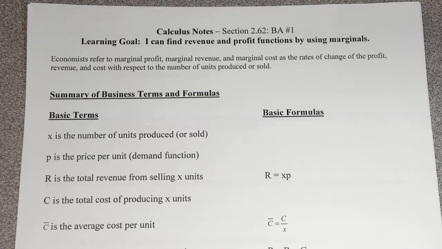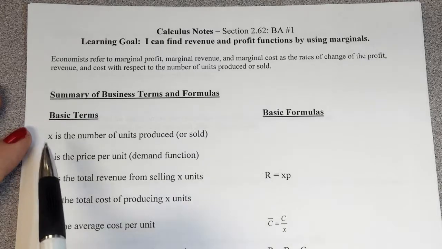This is section 6.2, business applications number 1. What we're doing today is we're trying to start talking about the relationship between calculus and business. A lot of times when economists are looking at profits and revenue and cost, they like to look at the marginals. And the marginals are just the rates of change of the profit, the revenue, the cost, with respect to the number of units that we're producing or selling.